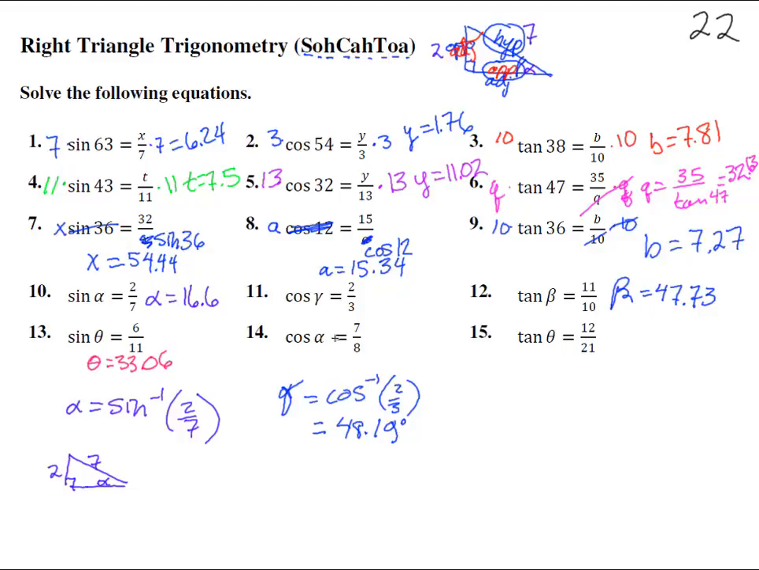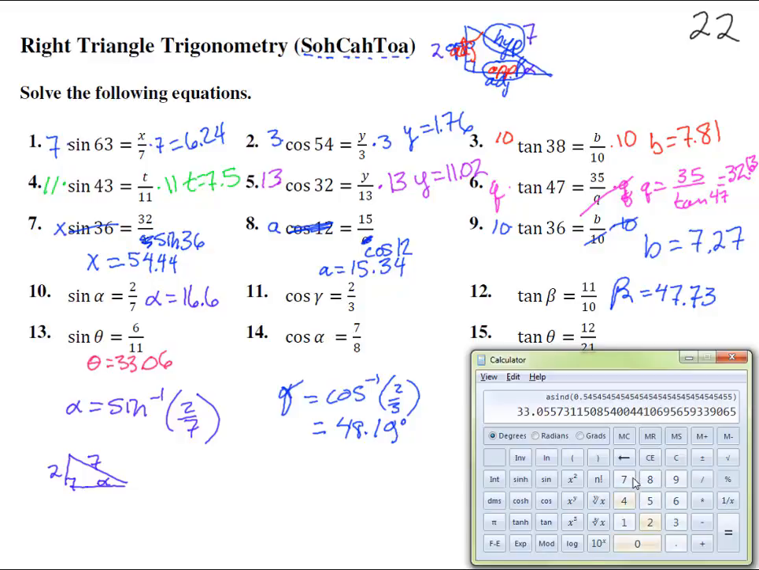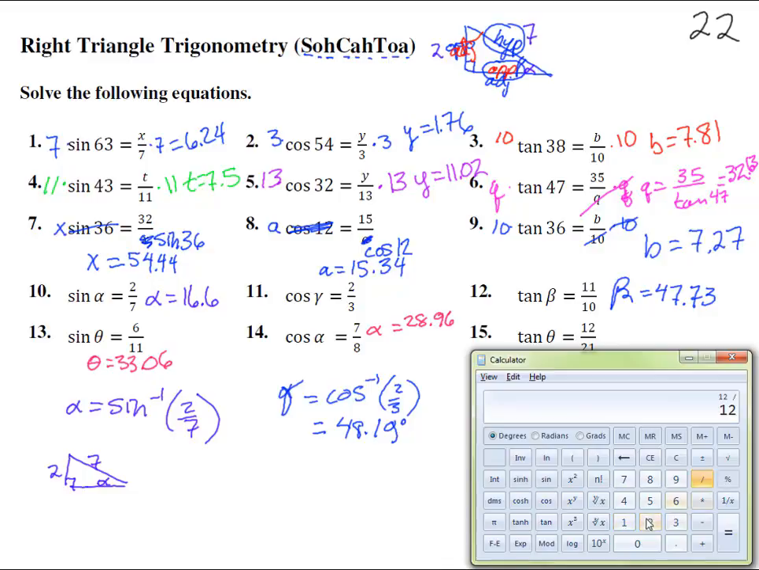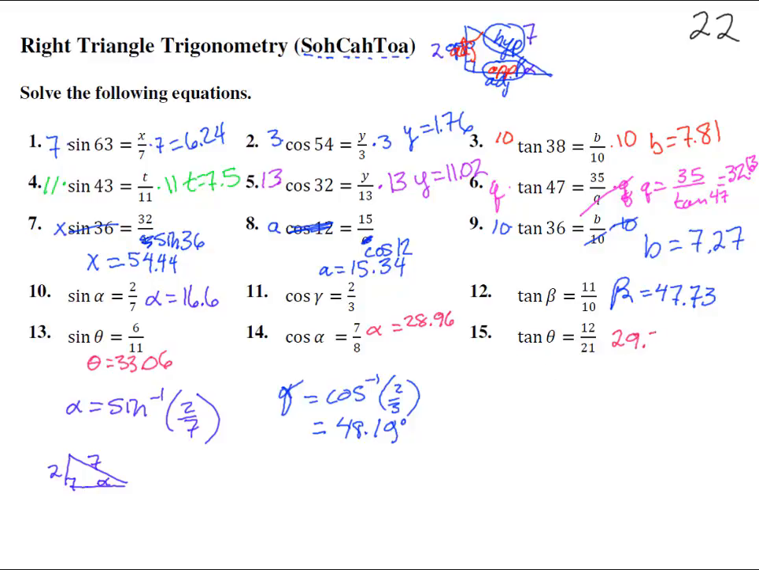Number 14, cosine of alpha equals 7/8. Take 7 divided by 8 equals, and inverse cosine. And we get 28.96 degrees. Alpha equals 28.96 degrees. And finally, the last one, tangent of theta equals 12 over 21. 12 divided by 21 equals, and an inverse tangent. We get 29.74 degrees. 29.74 equals theta. Good.